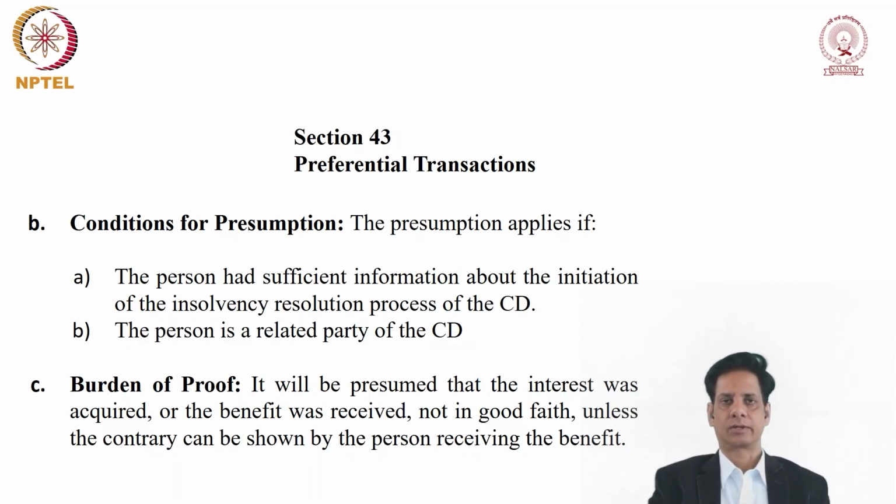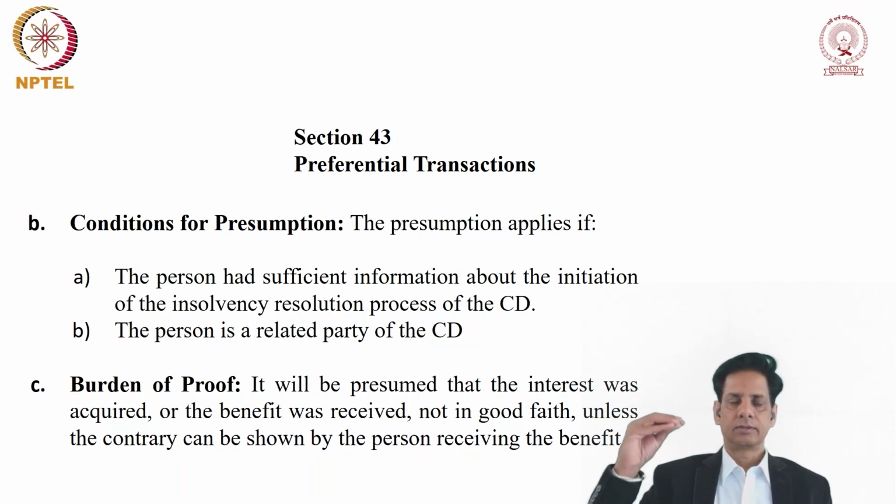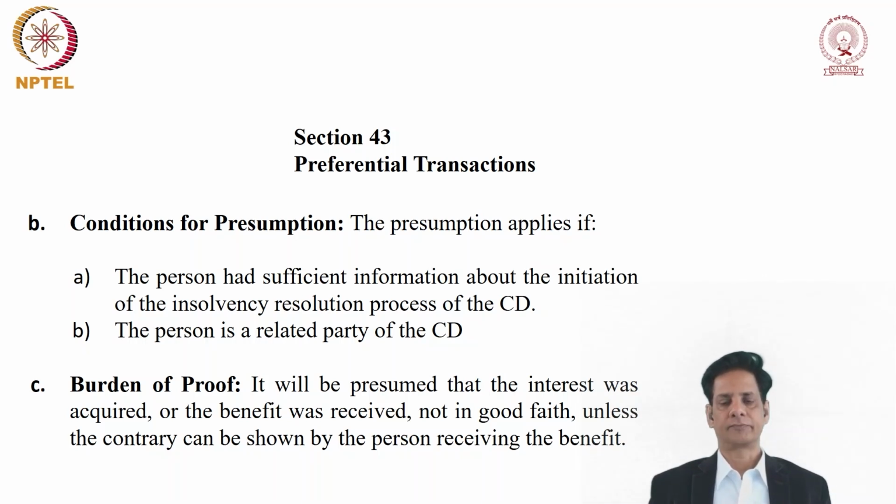Hence, let's look at this paragraph. It will be presumed that the interest was acquired or the benefit was received not in good faith unless the contrary can be shown by the other person receiving the benefit. Now remember, if I am the creditor, I received the benefit, it is my duty or obligation to prove that I have not entered into any preferential transaction and the transaction was in good faith and it's a bona fide transaction. Unless and until I prove that, there is a presumption and belief that the transaction was actually a preferential transaction.